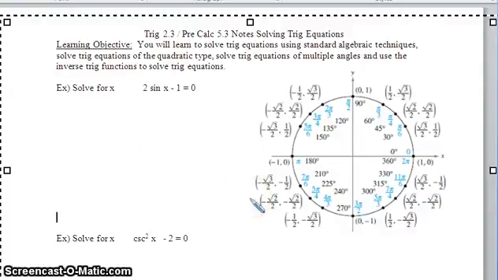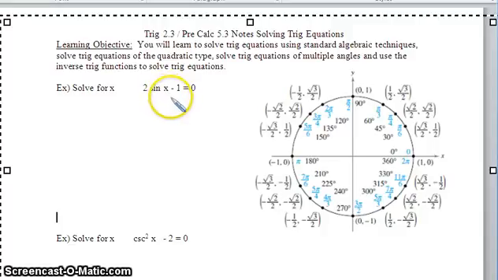Alright, this video covers Trig Notes 2.3 or Pre-Calc Notes 5.3. What we're going to be doing today is working with trig equations, and we're going to figure out how to solve them. We're going to use the same process as if this didn't have the trig function in it. The original goal when we're solving equations is to get the x by itself, and so that's what we're going to do with this problem.